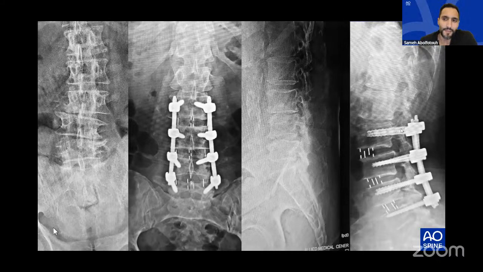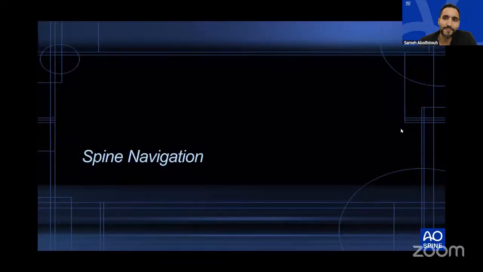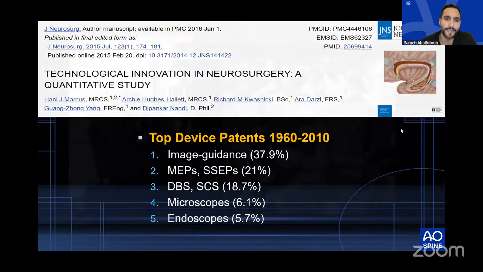But what's common between all of those surgeries is that your life can be much easier if you're using spine navigation operating those. Now, if we take a look at the literature between 1960 and 2010, you realize that almost 1/3 of the literature that did come out in spine surgery was actually about image guidance.